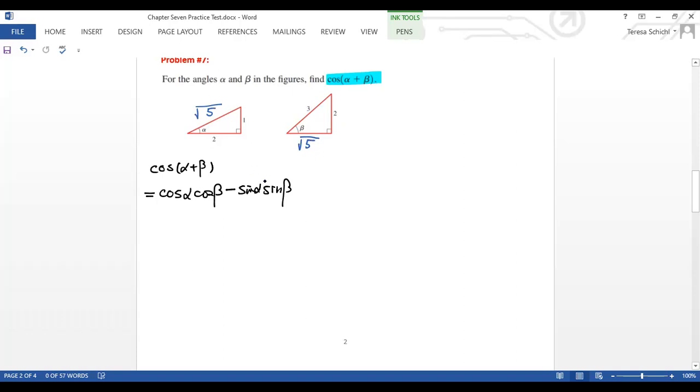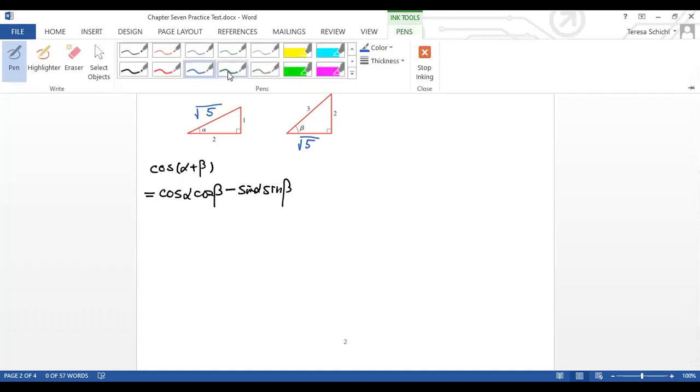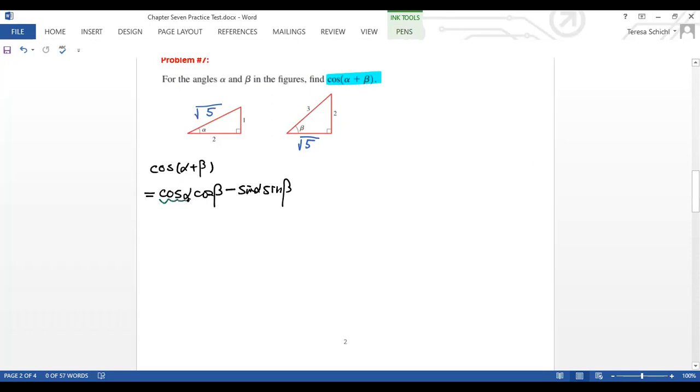All right, so now I can just substitute it. I'm going to use the green for alpha. So anything related to the alpha, I'm going to use the green. Anything related to the beta, I'm going to use red, right? So it's a color coding. Hope you can get a better understanding here.